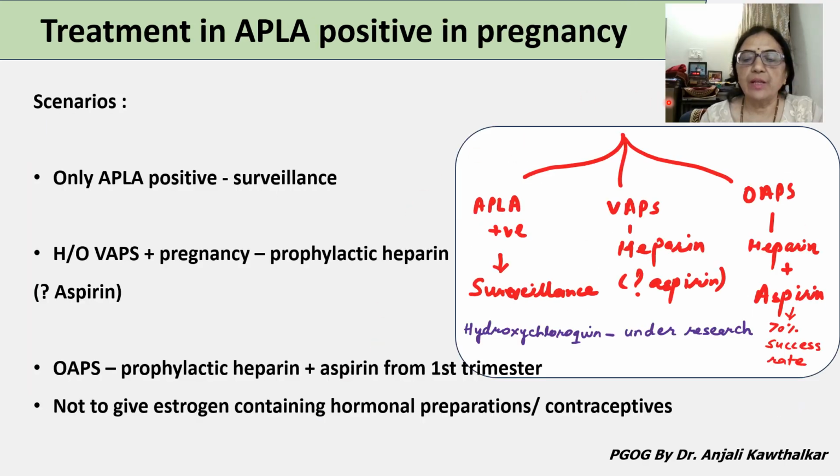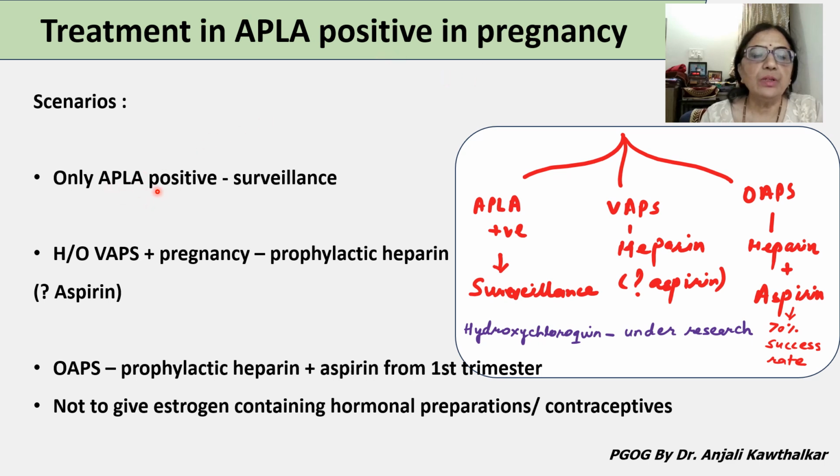So we have seen the diagnostic criteria, the indications to test for antiphospholipid antibody syndrome, and the clinical features of this syndrome. And now we come to the last part, that is the treatment. If antiphospholipid antibody positivity is there, how should we treat in pregnancy?